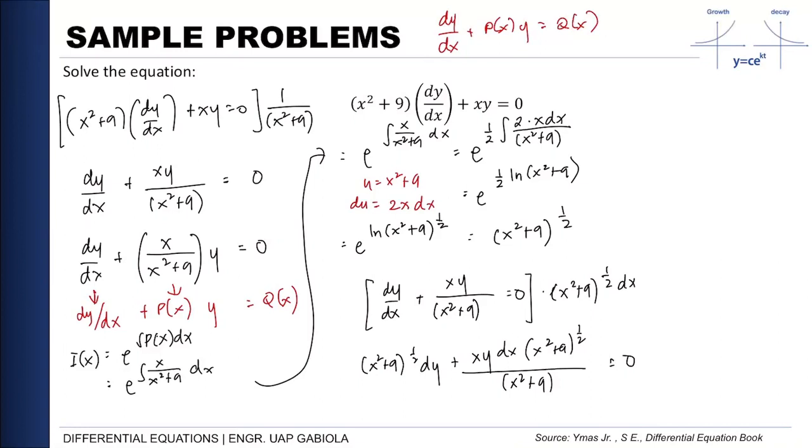Anong mangyayari ngayon? So, simplify natin. This is x squared plus 9 raised to 1 half dy. Tapos matitira dun sa kabila is x squared plus 9 negative. No? Kasi mas mataas yung denominator. xy dx is equals to 0. Okay?